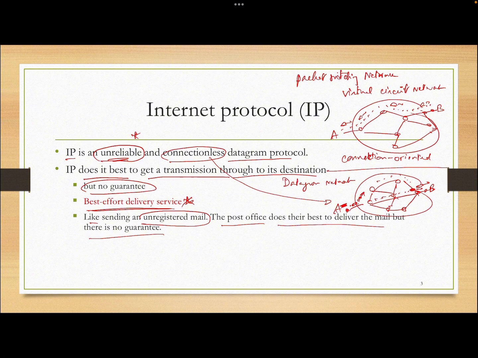But 90-something percent of the time, even though you have not registered your mail, it will arrive, right? So the same as IP, they try their best to send your packets, but no guarantee. So if it doesn't work this time, then you retransmit, you send again, you upload again, you refresh your page.